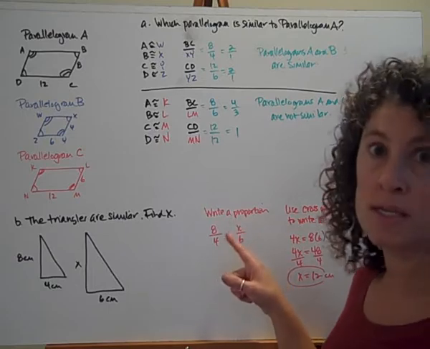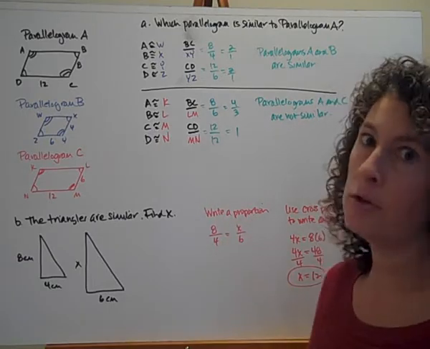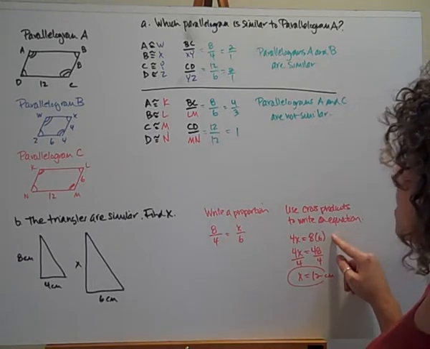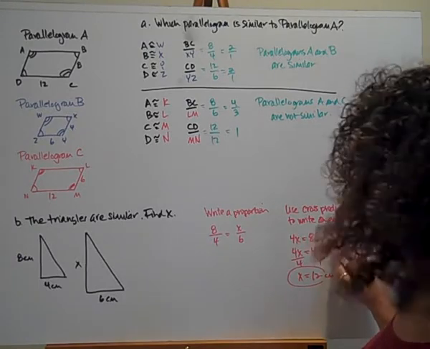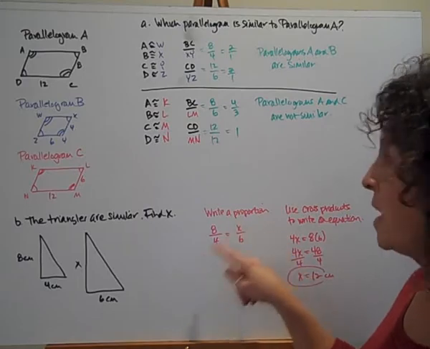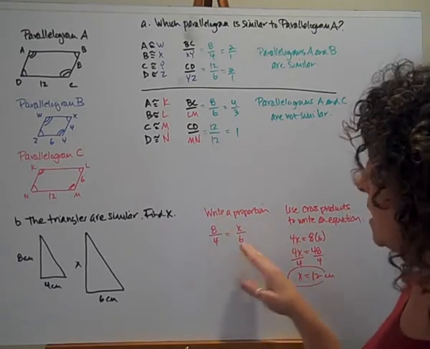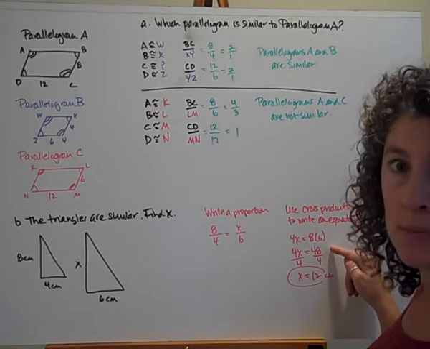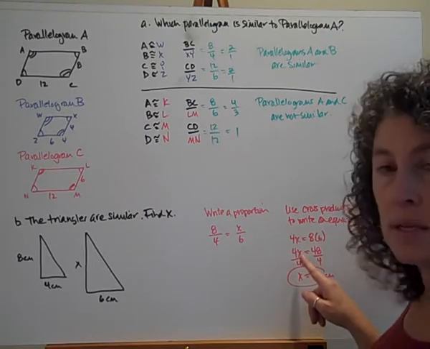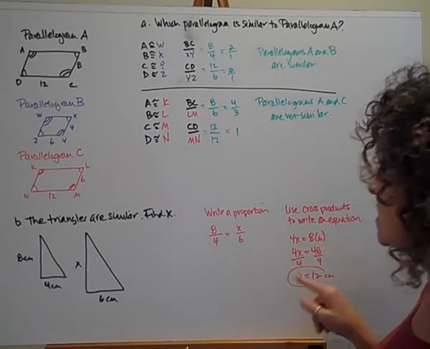From my proportion, I set up an equation. Back to that algebra. Here it comes. I set up a proportion. I use my proportion and cross products to write an equation. So I come up with 4 times x equals 8 times 6. 8 times 6 is 48. I divide both sides by 4 to isolate that x, get the x by itself. And I come up with x equals 12.